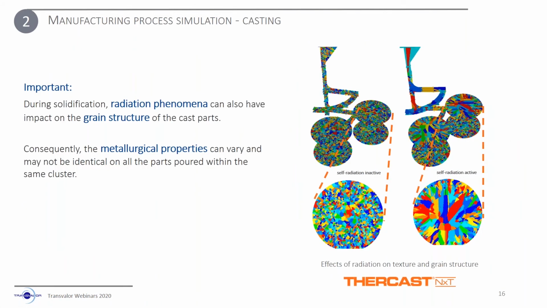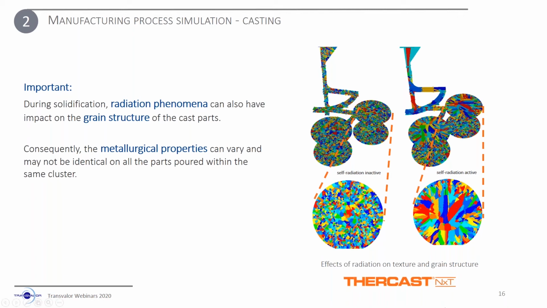Interesting also to conclude on this casting aspect is the fact that radiation effects can have some impact on the metallurgical properties. The picture shows the difference observed on the grain structure if the radiation phenomena between the parts is taken into account or not.